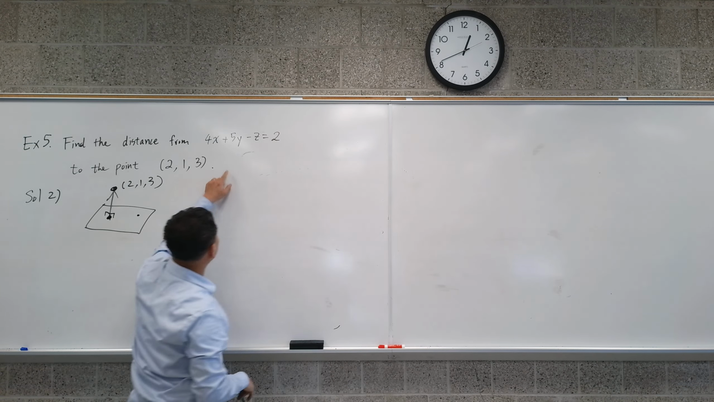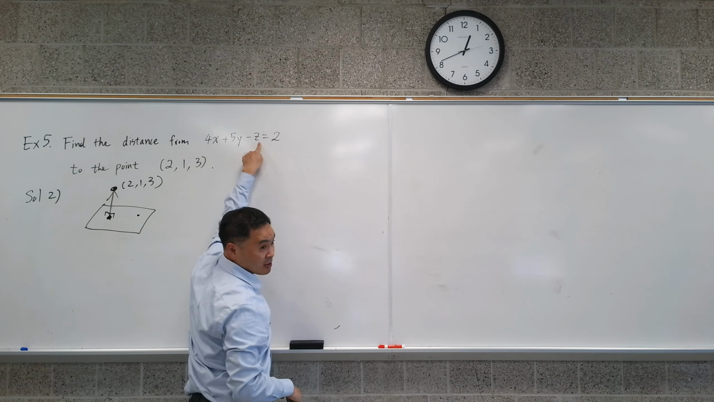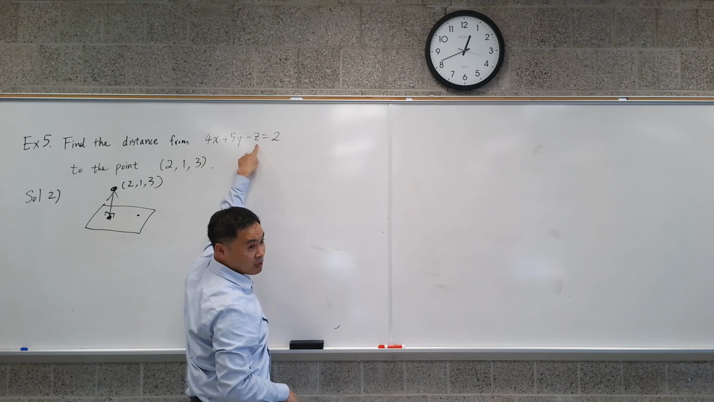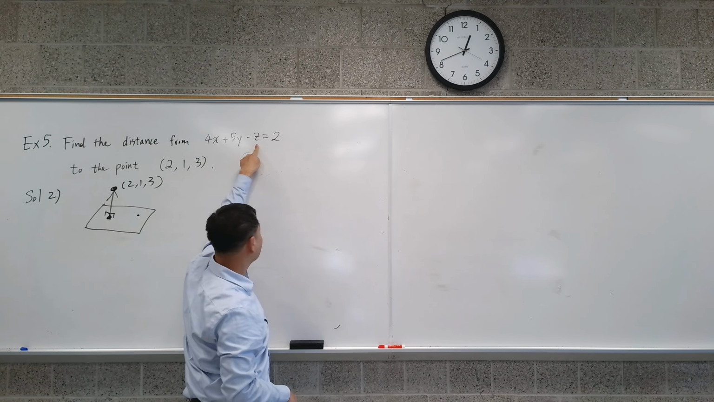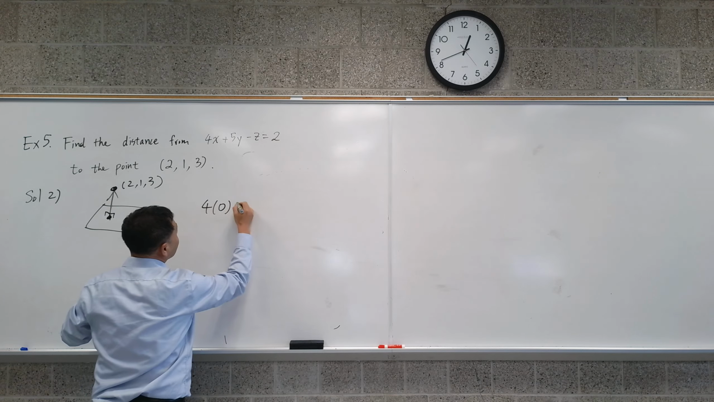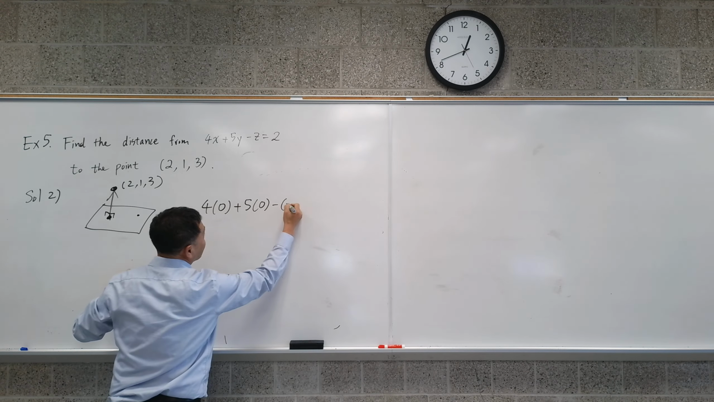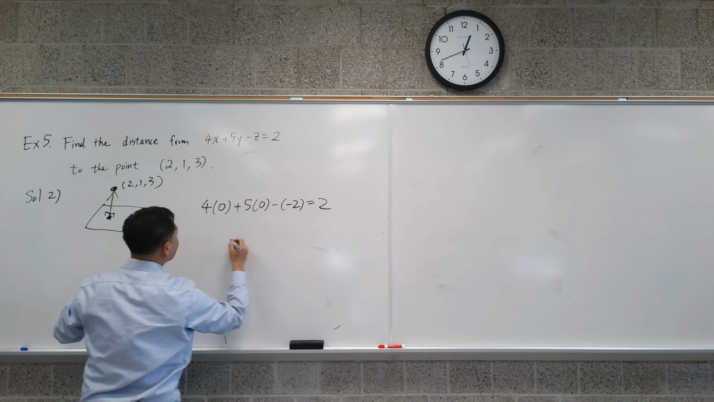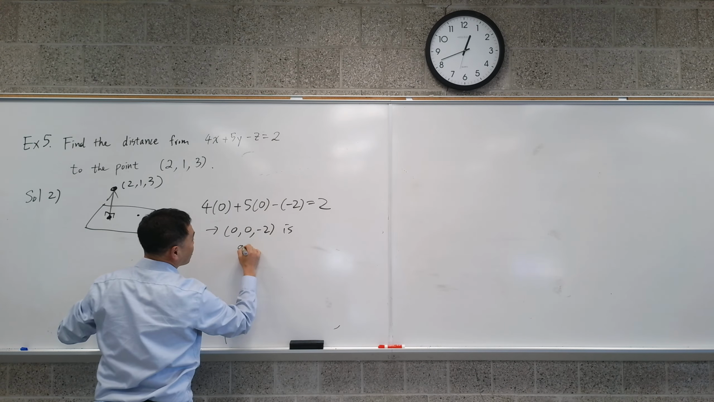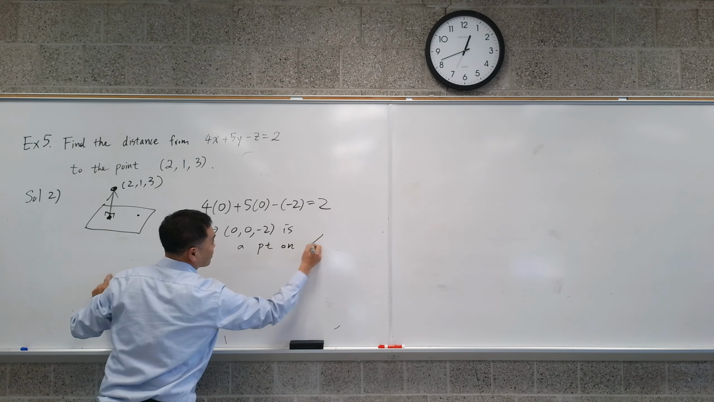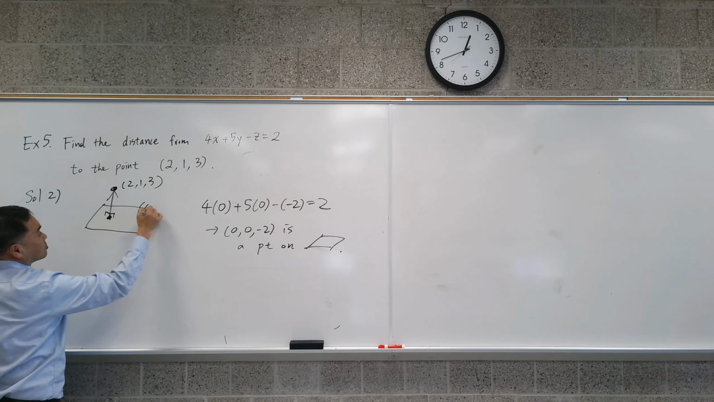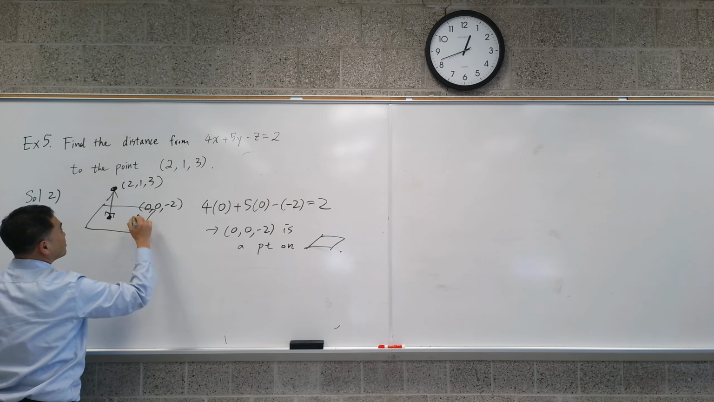How do you find such a point? Just put 0, 0. What's the z? You plug in 0, 0, what do you get for z? -2, right? So you just choose this. Since 4 times 0 plus 5 times 0 minus z is equal to 2, that means 0, 0, -2 is a point on the plane. Okay? So let's say this is 0, 0, -2.